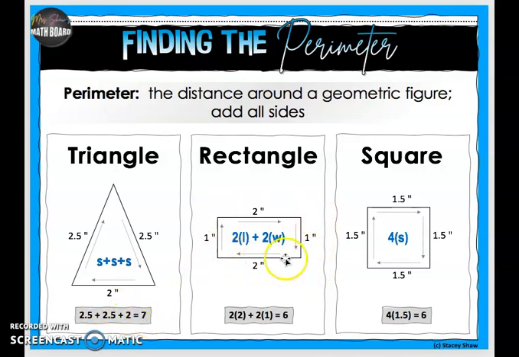With the rectangle, we could say 2 times the length, because here's the length, here's the length. So we'd say 2 times the length, because there's 2 sides, and then we would add 2 times the width, because there's 2 sides of the width. Okay, so we say 2 times 2 plus 2 times 1 equals 6. Or you could just add them all up and say 2 plus 1 plus 2 plus 1. Then for the square, we know for a square, all sides are the same. So you can just take one side and multiply it by 4, and that would give you your perimeter of a square.